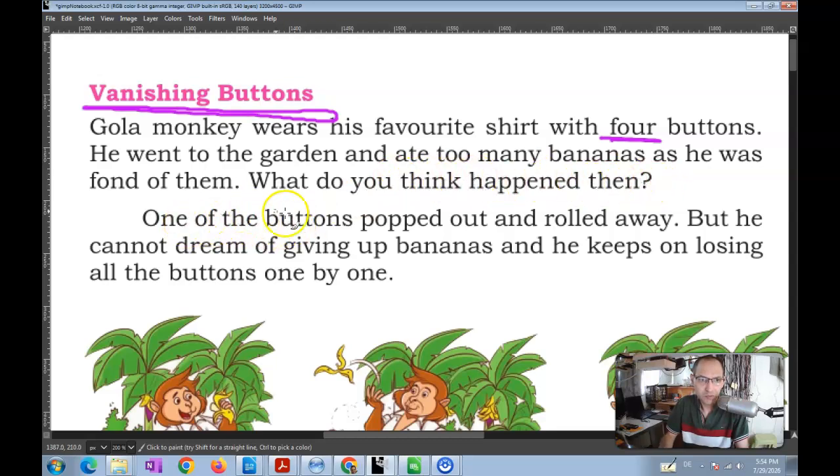One of the buttons popped out and rolled away. So essentially, as he ate all of those bananas, his stomach got bigger, and so the buttons on his shirt started to pop out. It says one of the buttons popped out and rolled away, but he cannot dream of giving up bananas, and he keeps on losing all the buttons one by one.